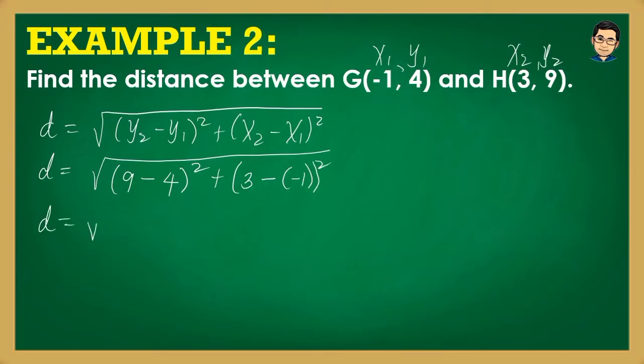Next, 9 minus 4 is 5 squared plus 3 minus -1, it will become 3 plus 1. We'll change the sign of the subtrahend.